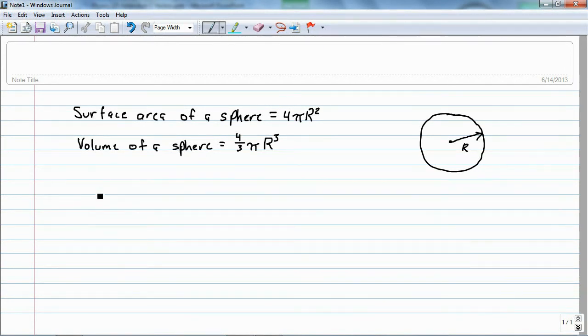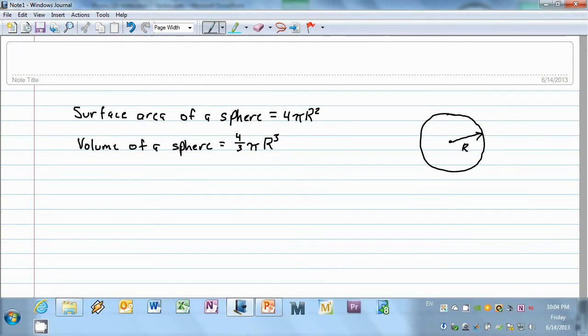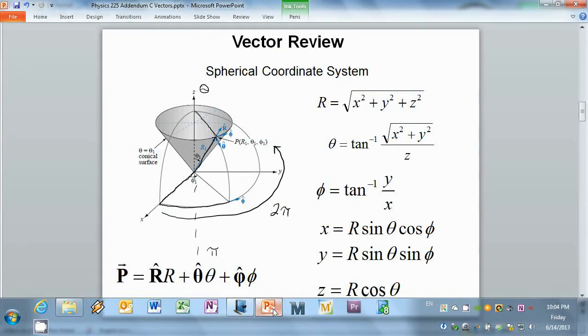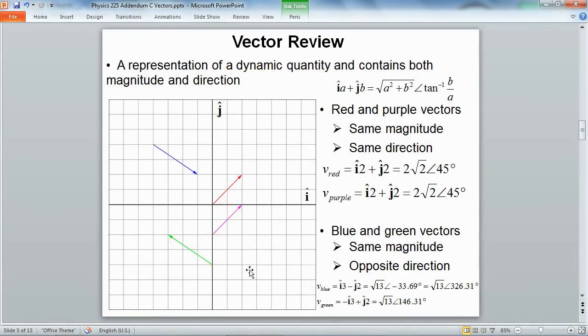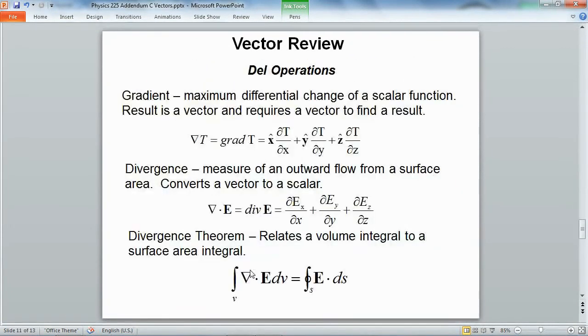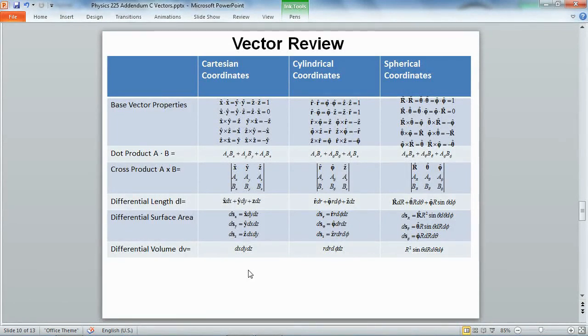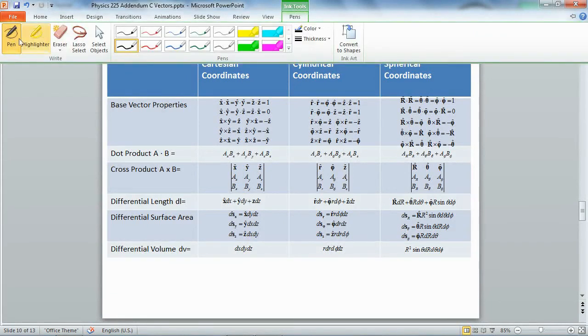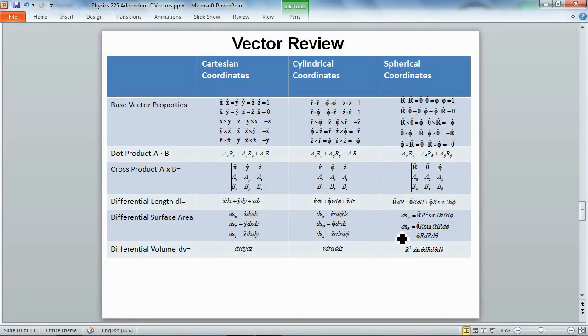They're good to remember. Now there's one other thing that we will be doing with the sphere, and that's when we're going to be integrating along a surface. And so we need to have the differential surface area for our integrals. So the one that we're interested in is in the r direction, and so we're going to be using this differential surface area when we do some problems in chapters 21, 22, and I believe 23.